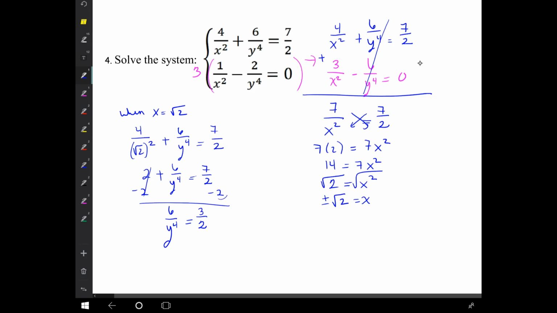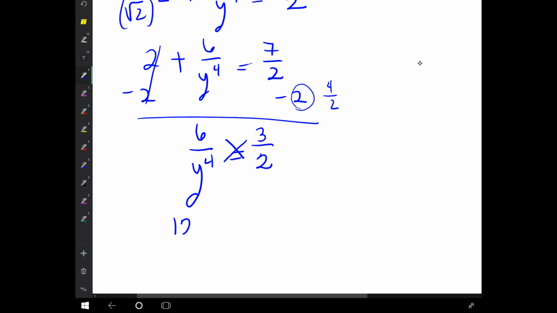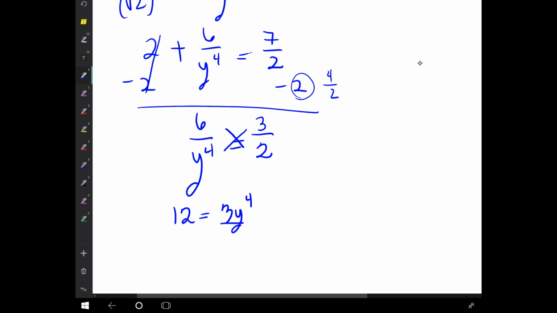Because if you think of this as 4/2, 7/2 minus 4/2 gives you the 3/2. Then what would you guys want to do from here? Cross product property: 6 times 2 equals 12, which is equal to 3y to the 4th. Divide by 3, and we have 4 is equal to y to the 4th.